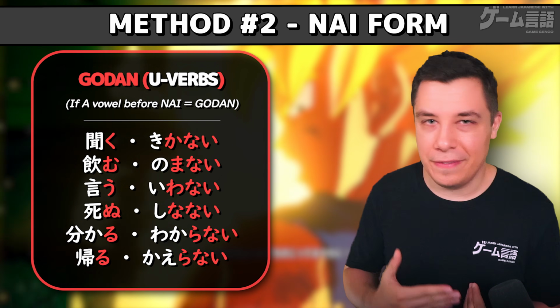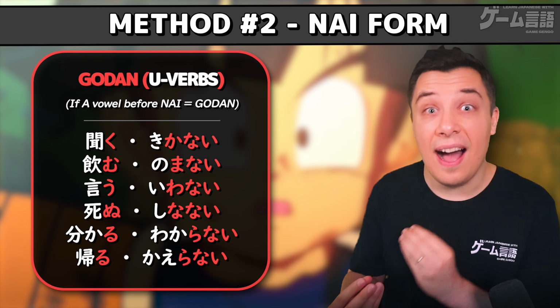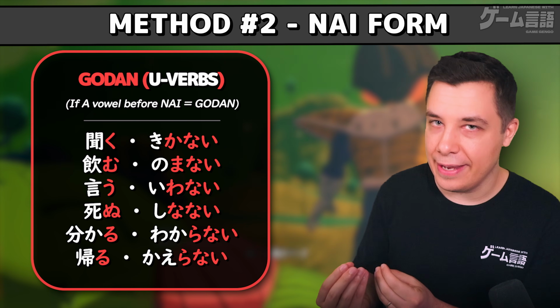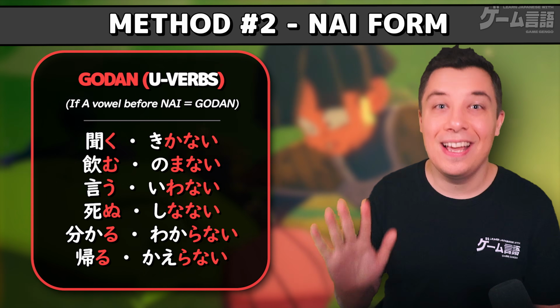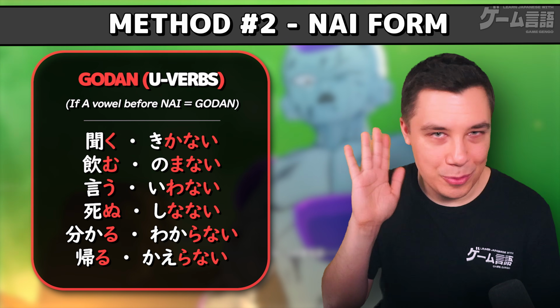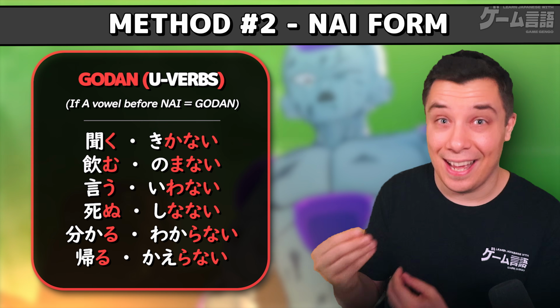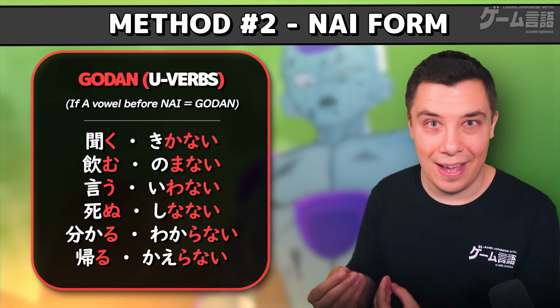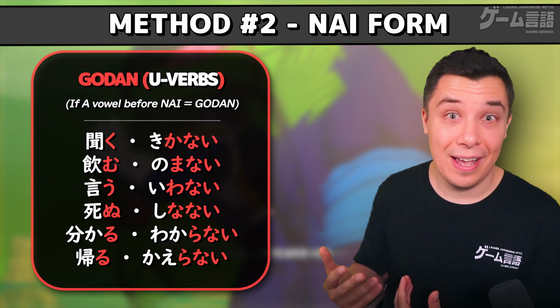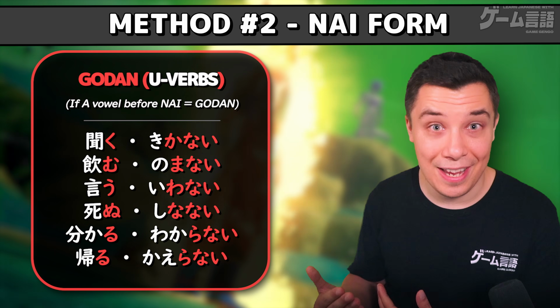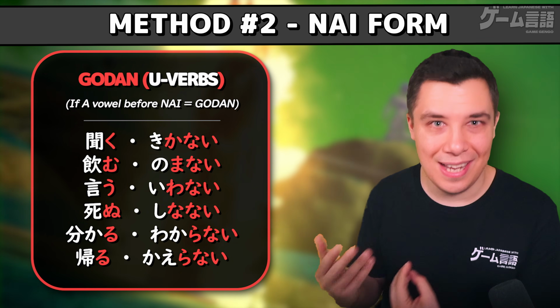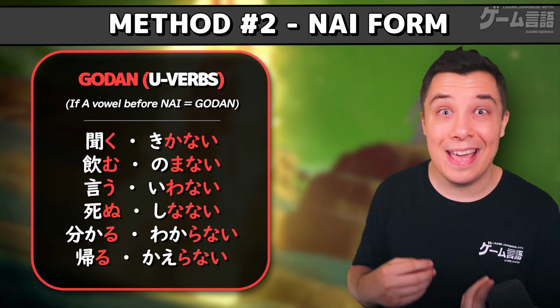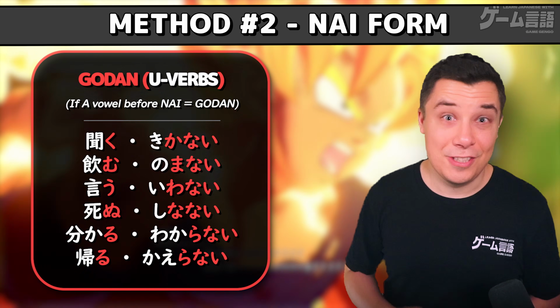And if a verb in the negative form has an a sound before nai, then it is 100% a Godan verb. So like for example, kiku, to listen, kikanai, to not listen, nomanai, to not drink, iwanai, to not say, shinanai, to not die, wakaranai, to not understand, kaeranai, to not go home. And so here this is really simple.